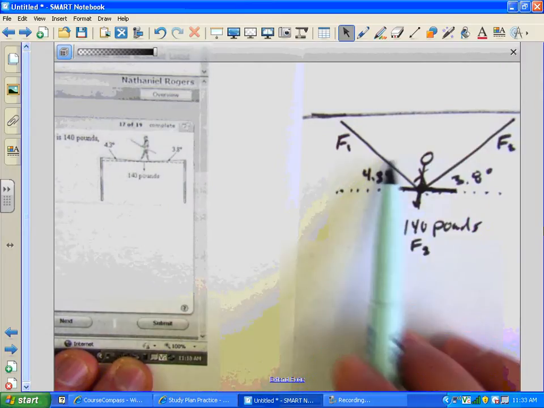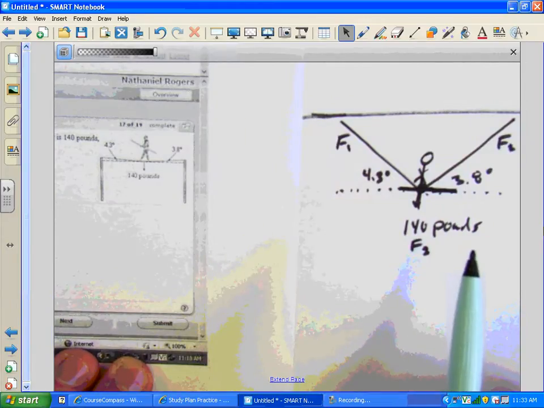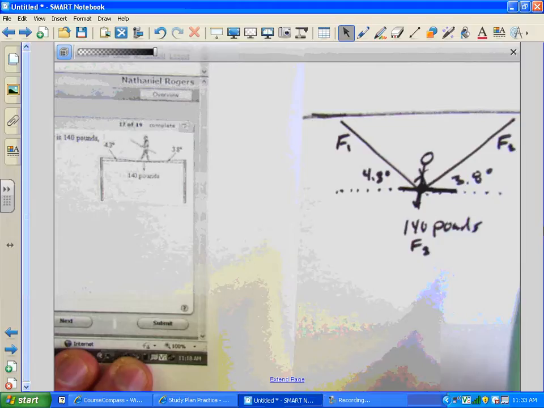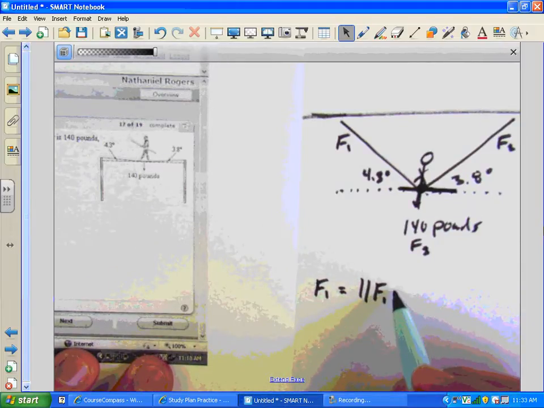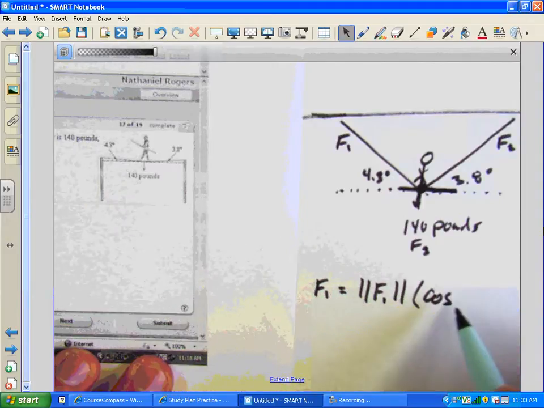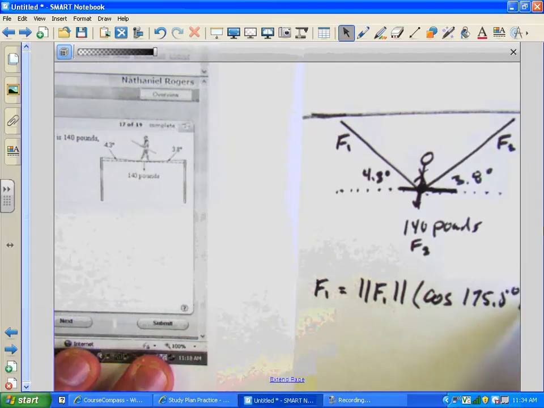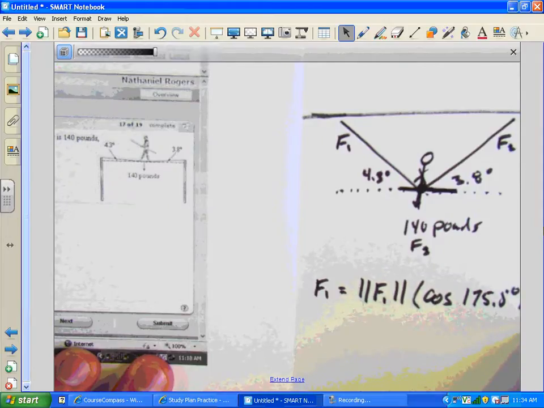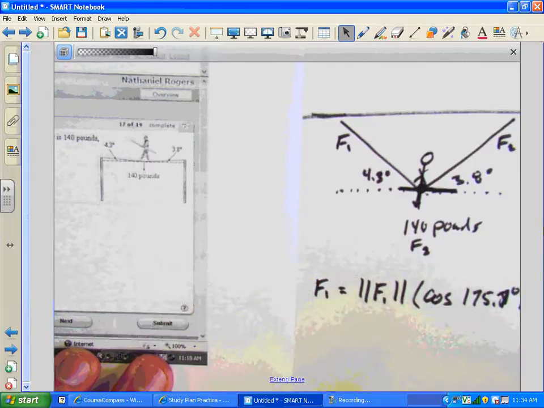Yeah, 175.7. Y'all see how I found that? Okay, so for force 1, it would be equal to the magnitude of force 1 times what? The cosine of 175.8 degrees i plus the sine of 175.8 degrees j. Yeah, okay, I said that, but didn't write it.